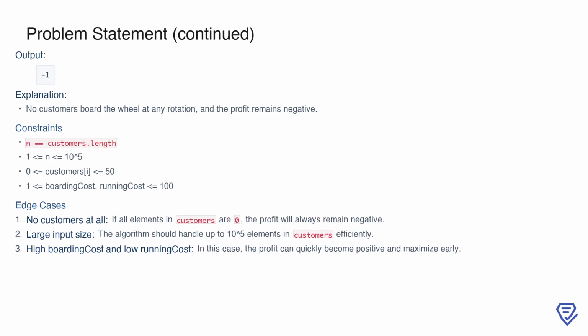The constraints of the problem also highlight edge cases to consider. For example, if there are no customers at all, the profit will always remain negative. The algorithm must also handle large input sizes efficiently, as the customers array can have up to 10 to the power of 5 elements. Additionally, scenarios where the boarding cost is high and the running cost is low will lead to quicker profit maximization. These considerations are critical to solving the problem effectively.